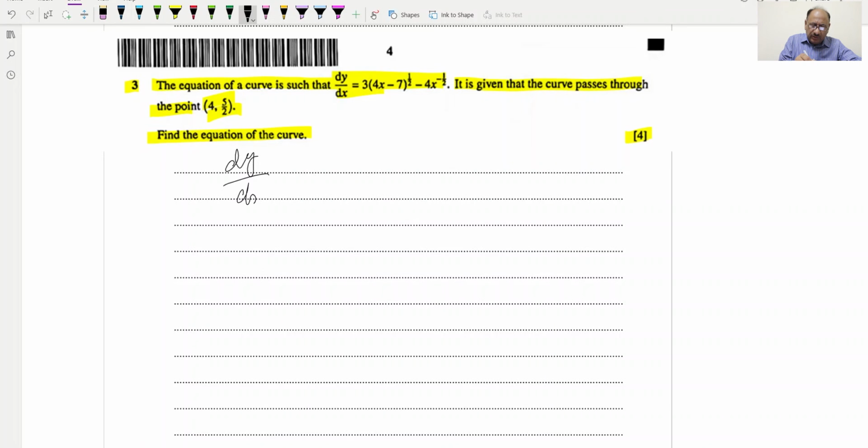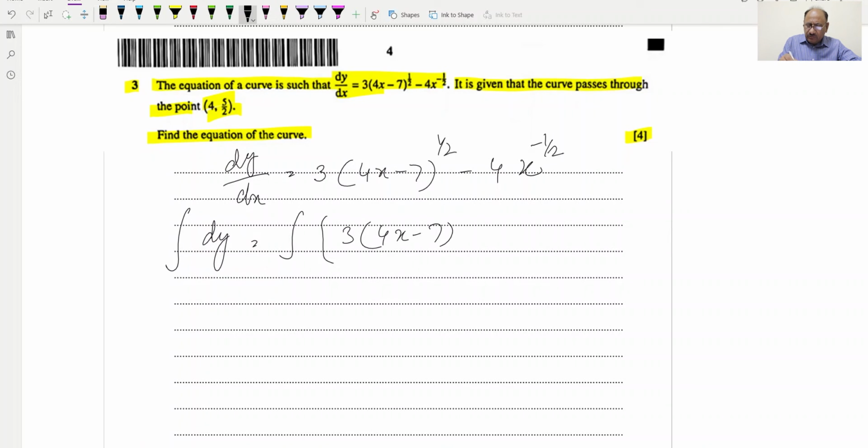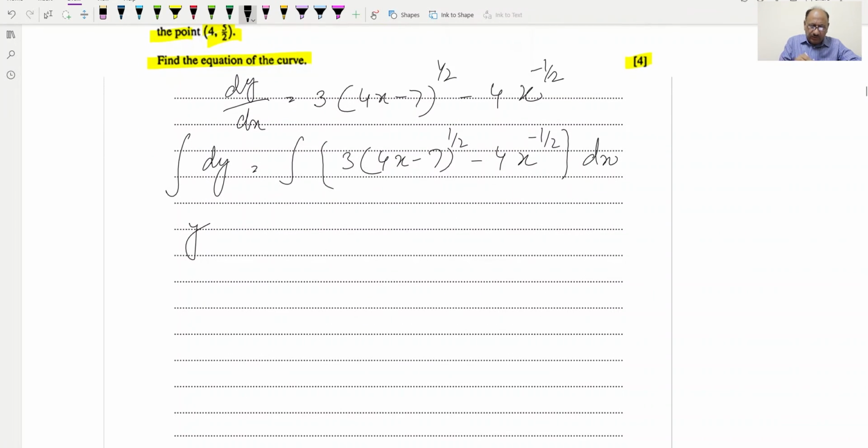So dy by dx is equal to 3 into (4x minus 7) raised to 1 by 2, minus 4x raised to minus 1 by 2. If we take the integral on both sides, integral dy will be equal to the integral of this whole expression in brackets dx, and we have to integrate. So this side, the integral will be y, and we can integrate on the other side.